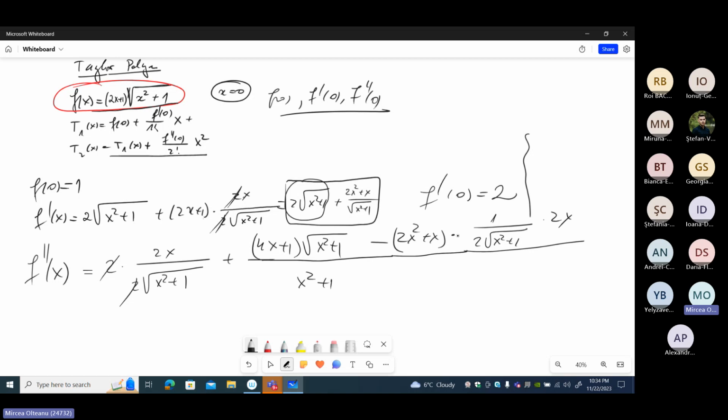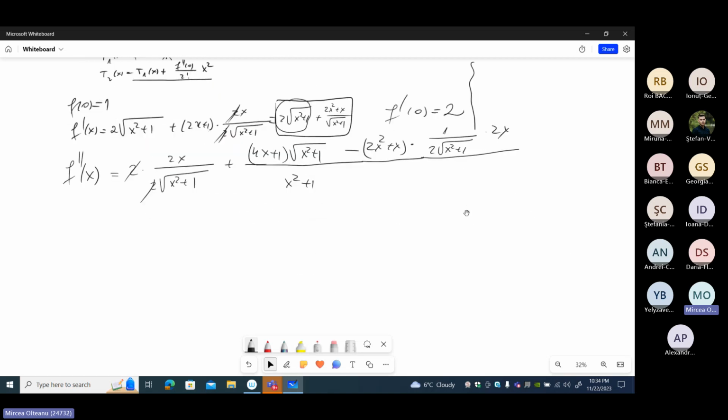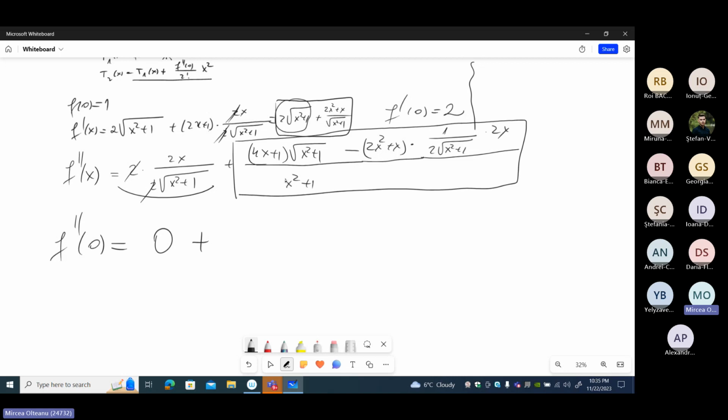Now, of course, we can continue to simplify the expression. In some exercises we need it, but here it is not the case, because we need to compute f second at 0. This one is 0, plus this ratio, which normally should be simplified. But in this case it's not necessary, because the second part will be 0 if you put x equals 0, so the only remaining one is this one. If you put x equals 0, you get 1. So this will be 1.